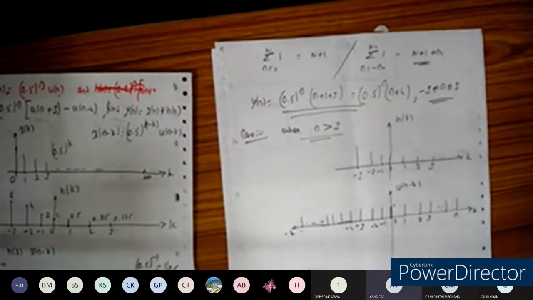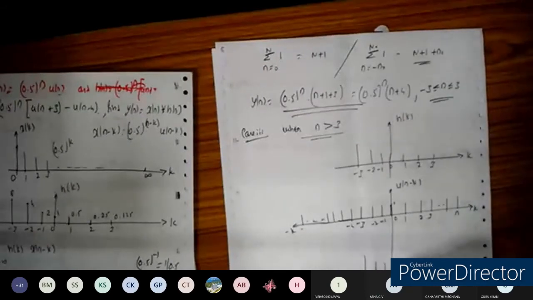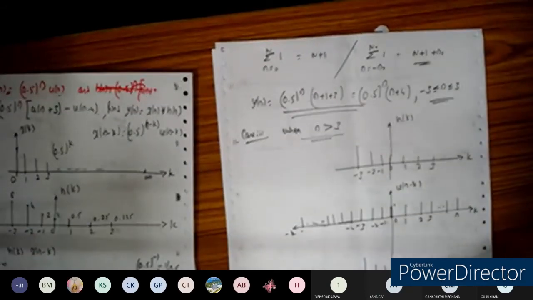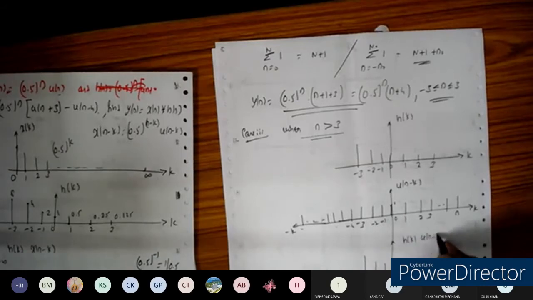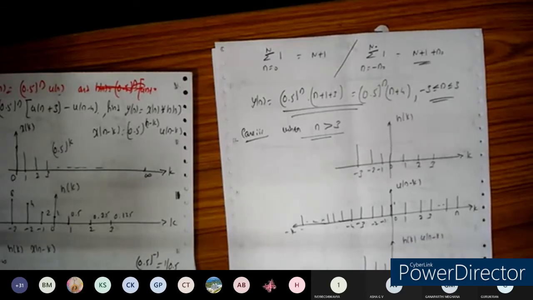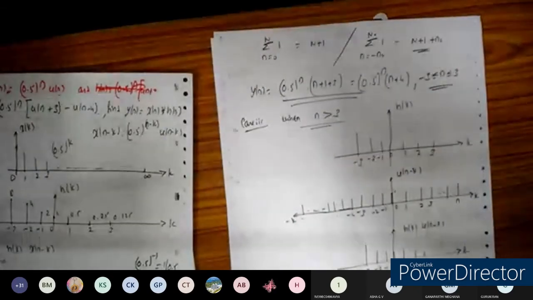-3 to +3. Yeah, very good. -3 to the +3. So it is going to exist between -3 to +3. So -3, -2, -1, 0, 1, 2, 3, it is going to exist here. So this is the product of h of k into u of n minus k. The product is going to exist here. Done, right?